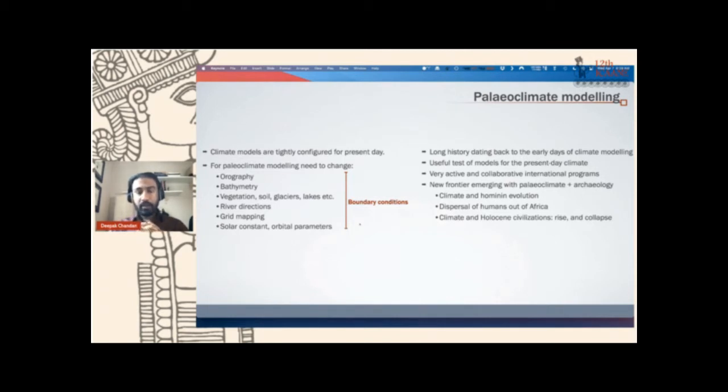And for paleoclimatology, there's a new emerging frontier with archaeology, where paleoclimate understanding is increasingly being called upon to understand different changes and events in the past, such as the interaction of climate with hominin evolution, the dispersal of humans out of Africa, and increasingly the interaction of climate with Holocene civilizations to understand their rise and collapse, which is sort of where ICAANE comes in.